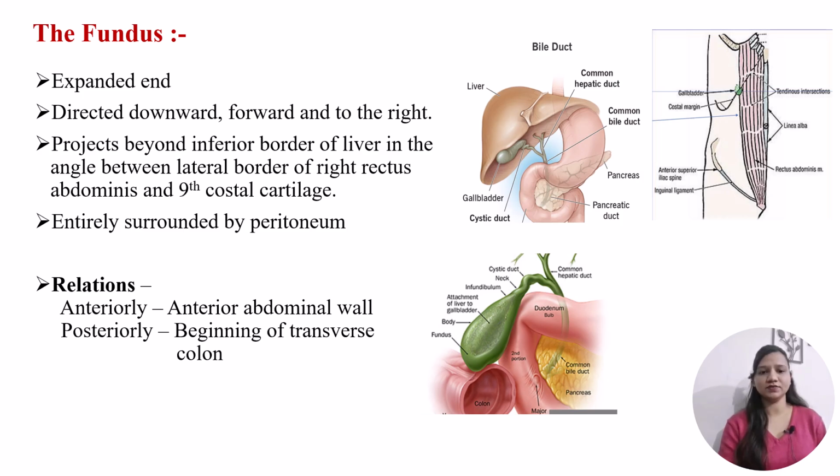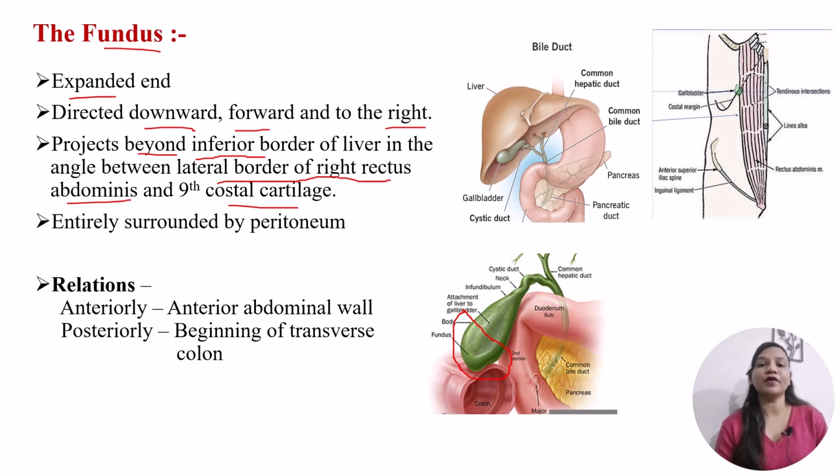First one is the fundus. It is the most expanded end of the gallbladder. As you can see here, the most expanded part is known as the fundus. It is directed downward, forward and to the right, and it projects beyond the inferior border of the liver in the angle between the lateral border of right rectus abdominis and ninth costal cartilage.